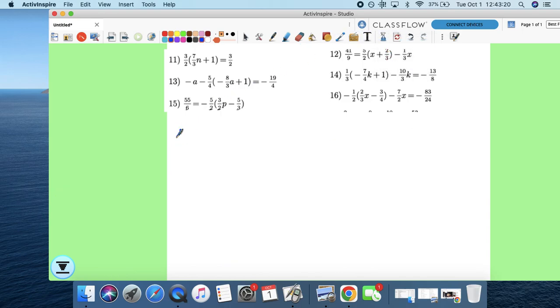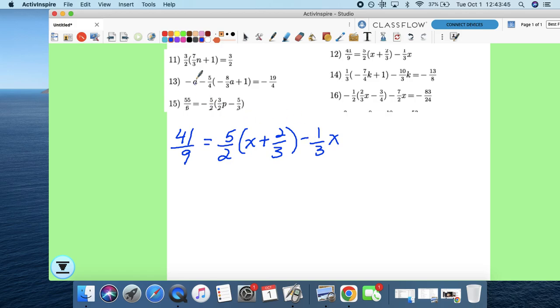Number 12 might be a little bit more steps, but shoot, I need my glasses. 3 or 5, I think that's a 5. 5 over 2 x plus 2/3 minus 1/3 x. So this one has a little bit of everything.